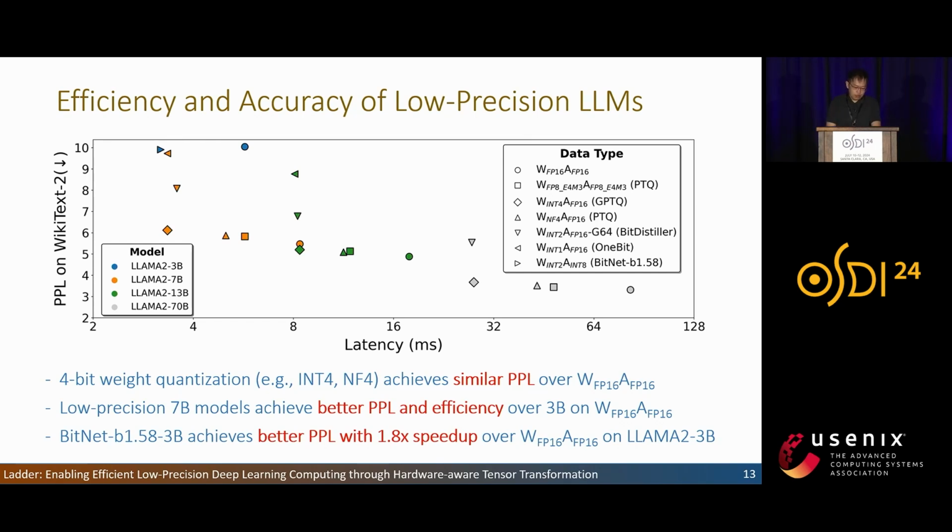Low-precision models can achieve real speedup with Ladder, so we evaluated the efficiency and the accuracy of different low-precision methods from 16-bit to 1-bit on different sizes of the Llama 2 models. The evaluation shows 4-bit weight quantization achieves similar accuracy compared to the FP16 model, while the 2-bit low-precision model can outperform the 3-bit FP16 model on both accuracy and efficiency. Finally, it's noticeable that the BitNet 3-bit model outperforms the 3-bit FP16 model on both accuracy and efficiency. These results show good potential of low-precision models.